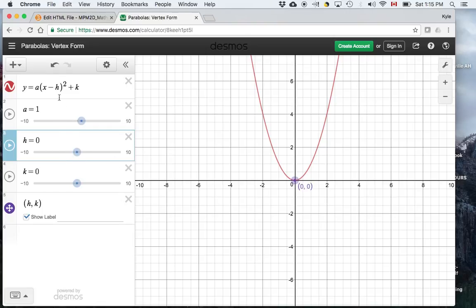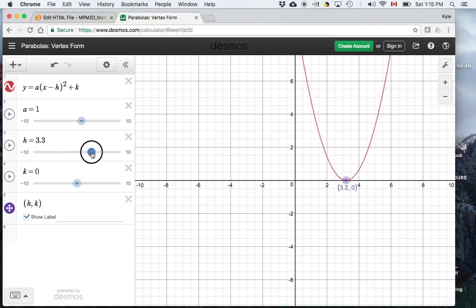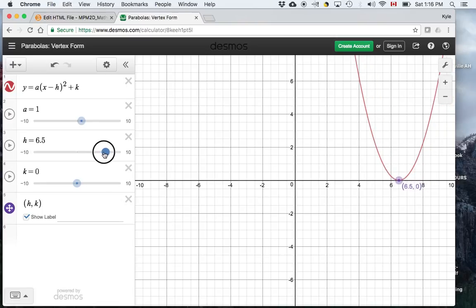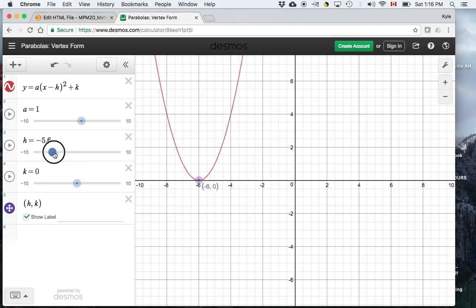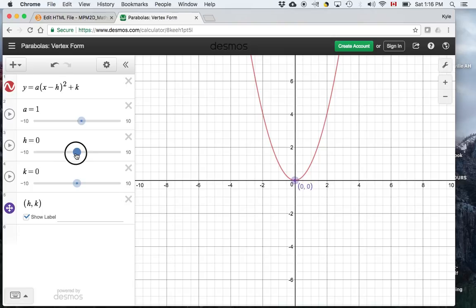So let's see what happens when I adjust h, the same h that's up here in the equation. If I make h equal to 1, then the parabola shifts to the right to the point where it's at 1 comma 0, sitting on the x-axis at 1 now. If I change that to, let's say, 4, now it's sitting at 4 comma 0. So changing the h value shifts the parabola to the right. If I make that h value negative, it shifts it to the left. So the h value controls where the parabola is horizontally on the x-axis. Okay, I'll set that one back to 0.